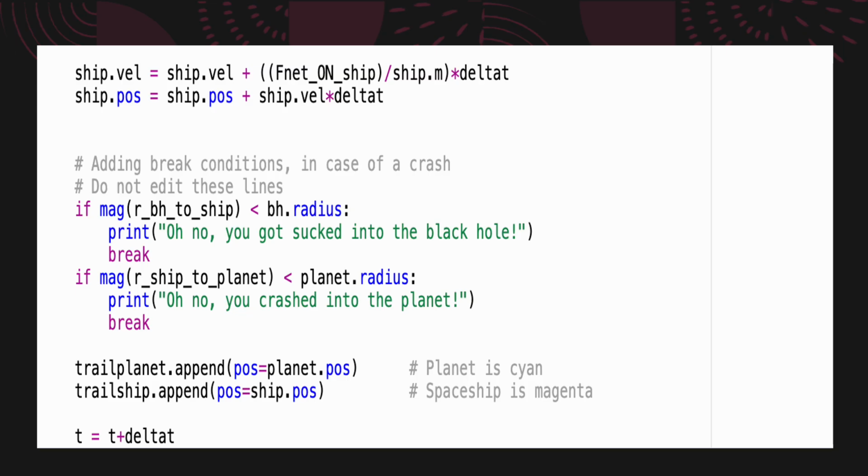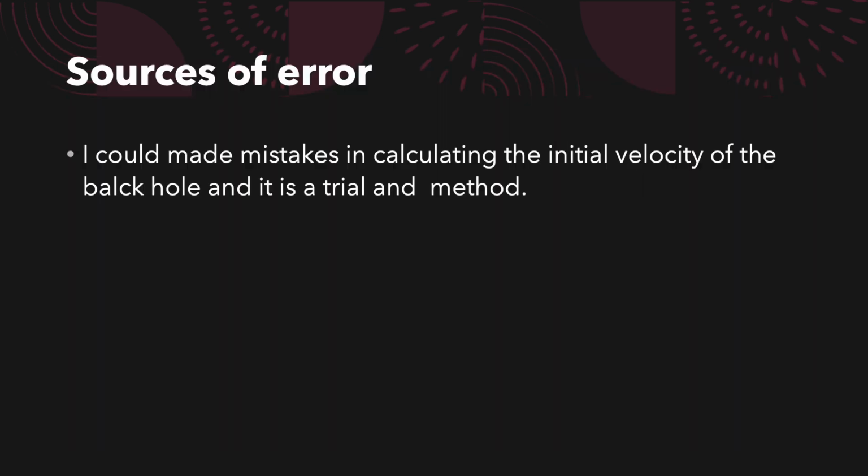Then I used the velocity and position update formulas to update the position and velocity of the spaceship, and then this is a condition for if the ship gets sucked into the black hole or if it crashes into the planet. An error could be that I made mistakes in calculating the initial velocity of the black hole, as it is trial and error.